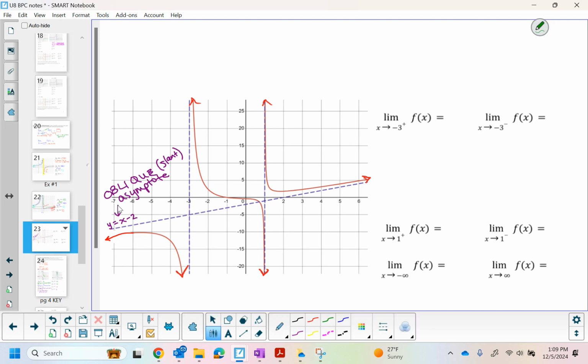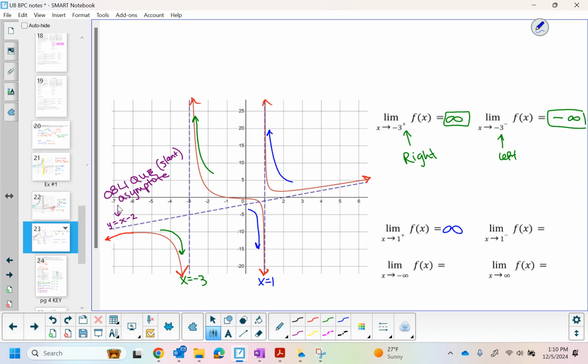So the first one is right here at x equals -3. And from the right, the graph is going up towards positive infinity. And from the left, the graph is going down towards negative infinity. Okay, so this one is from the left, and this one is from the right. Okay, and then at x equals +1, from the right, we're going up to positive infinity. From the left, we're going down to negative infinity.